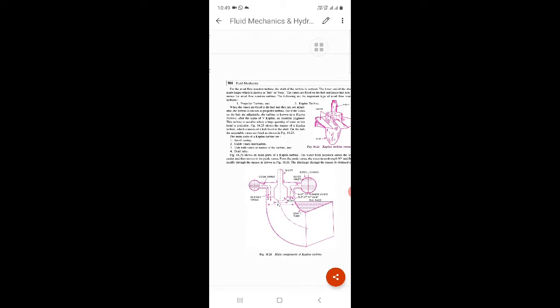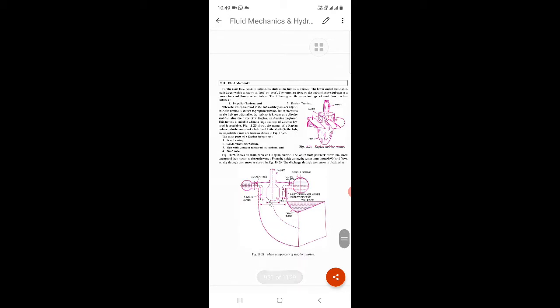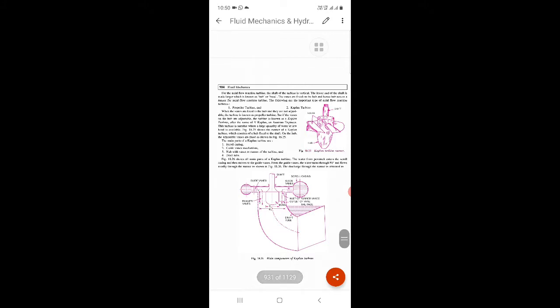The figure shows a reaction turbine. The shaft of the turbine is axial. The lower end of the shaft is made larger, which is known as the hub. The figure shows the Kaplan turbine runner. The vanes are fixed on the hub, hence it is called an axial flow turbine. The important types of axial flow turbine are the propeller turbine and the Kaplan turbine.